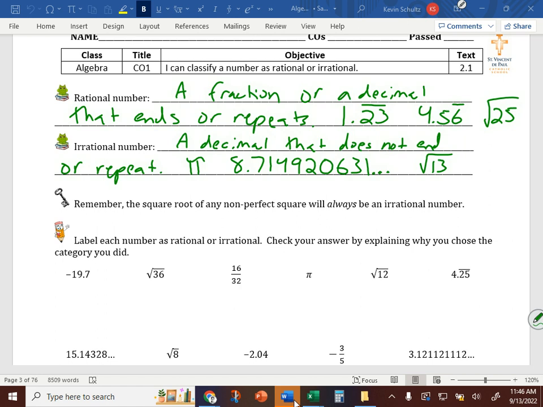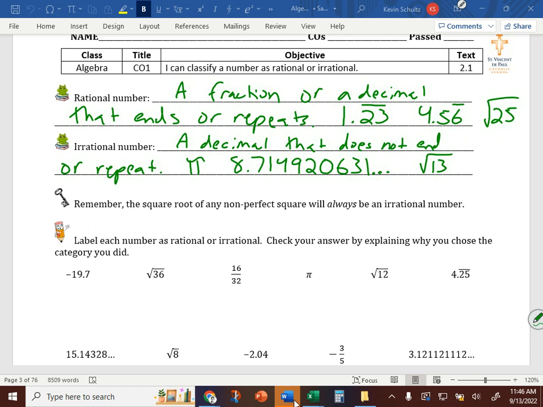So any fraction, rational, period, okay? A decimal that ends or repeats, also rational, but a decimal that does not end, does not repeat, an irrational number in 3 different ways that we can show it, okay?